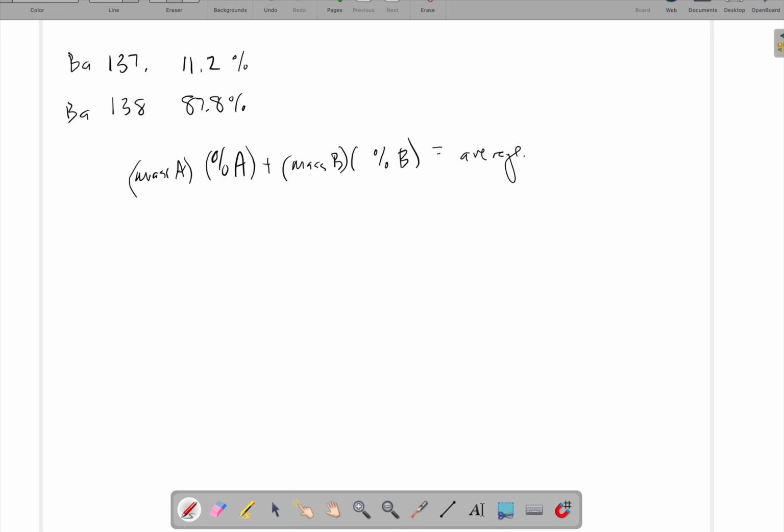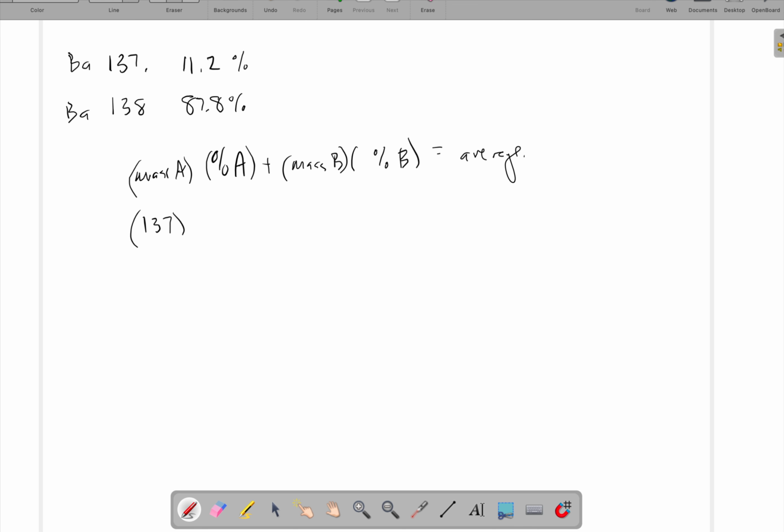So, do we know the mass of A? Yeah. What's the mass of A? We'll go with 137. This is going to be a little bit off because that 137 is technically the mass number, not the actual mass. But that's all I've got based off the quick search I just pulled.